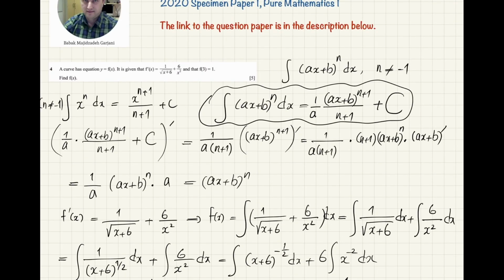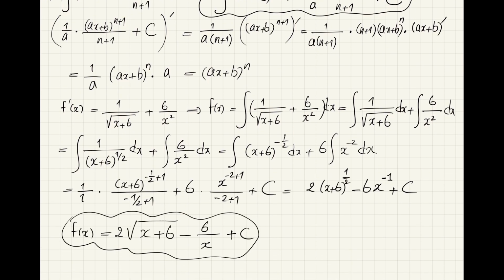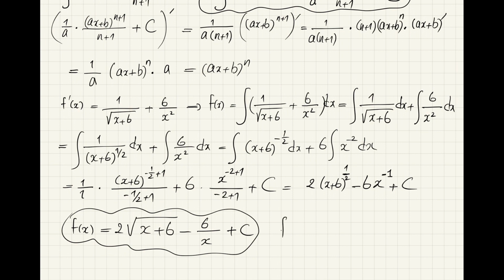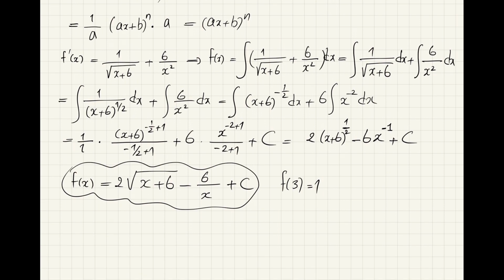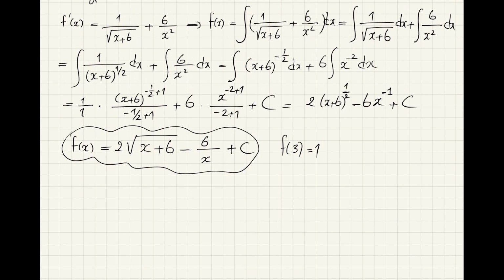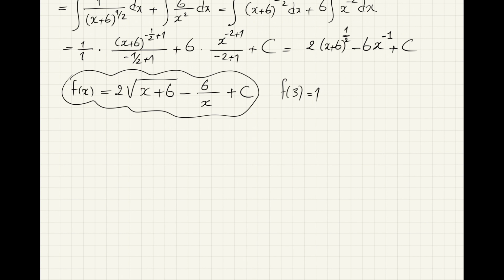But let us go back. Look here. I have an extra piece of information here, f of 3 equal to 1. So I will write it here. F of 3 is equal to 1. So what does it mean? It means that if I go to my function and then replace x with 3, the answer is supposed to be equal to 1. Okay? This will give me the opportunity to be able to find this c. So let us do it together here.